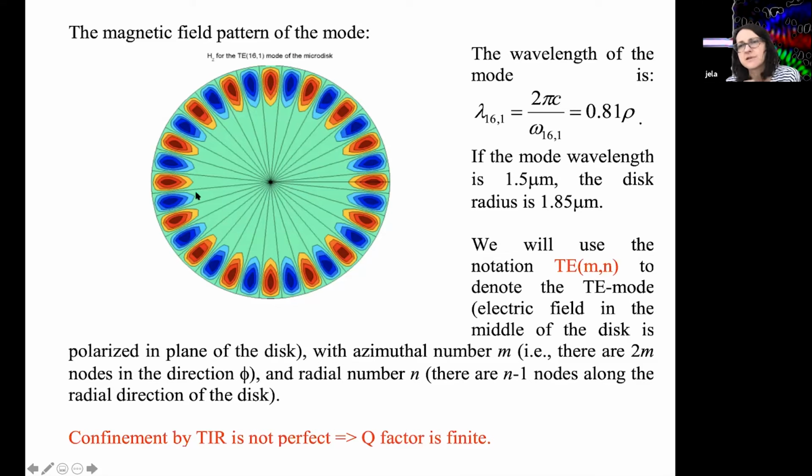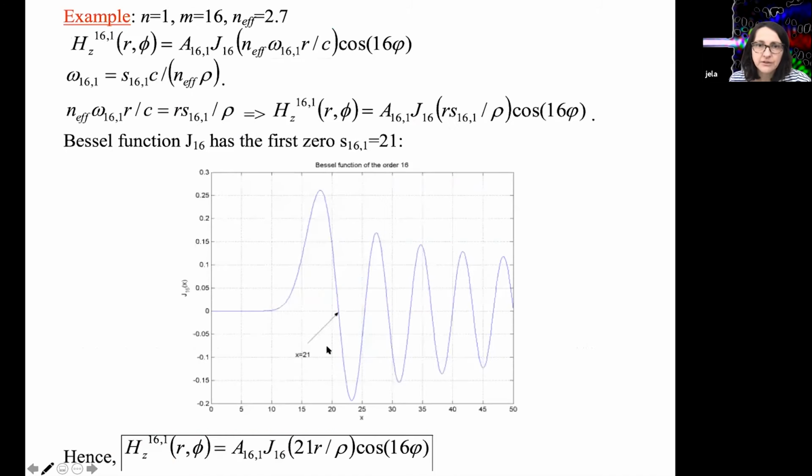If this is 16, 1. Well, 7 nodes in the radial direction. Exactly. So there will be 7 rings of the field in the radial direction, filling up the disk. And 25 would mean what? If you go in the angular direction, how many zeros will you see? 50. 50, exactly.